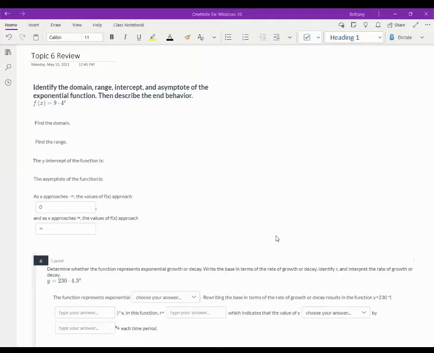Our first question says identify the domain, range, and intercept of the function. Describe it below. So you can go to Desmos and graph it and take a look at the graph. They might have a picture of the graph for you on the test, they might not. Times 4 to the x.